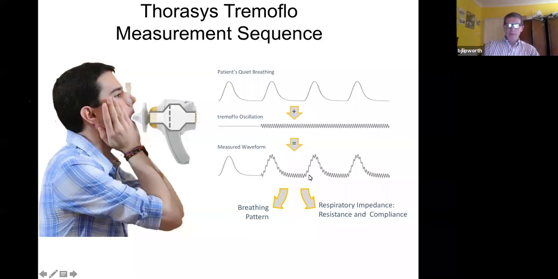And it's that measured waveform which then generates what we call the respiratory impedance, which is a relationship of pressure to flow, which I'll show you later, the graph that you get out. And the respiratory impedance has two components. It has a component which is what we call in phase, which is resistance, which is exactly what it says on the tin. It's the resistance to airflow. And another phase, which is the out of phase, or if you like, the mirror image, which is the compliance or capacitance of the lung, which tells you about the elastic recoil of the lung.